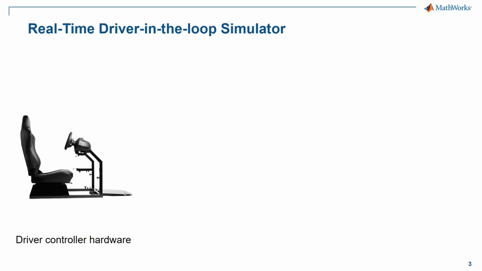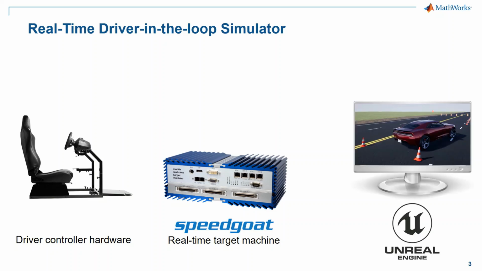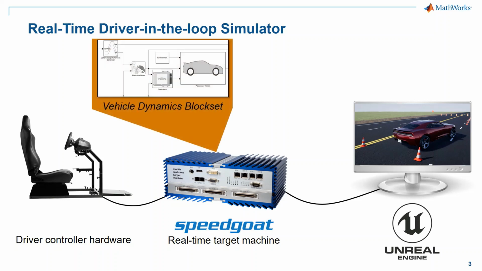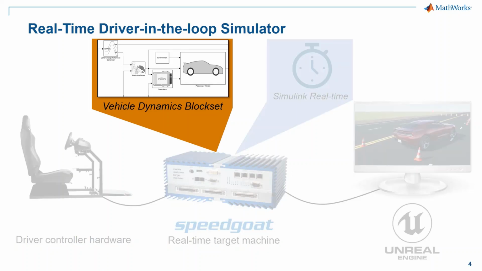So what are the pieces we used to put this together? First, we had the driver control hardware that you see here. Ours had a steering wheel as well as a brake pedal and gas pedal. Then there's the Speedgoat real-time target machine we used for the real-time aspect of this real-time simulator. And then we have the Unreal Engine that we used for the visualization that you were seeing in the beginning. We'll talk about how these pieces all come together using the Vehicle Dynamics Blockset and Simulink Real-Time. I'm going to start by explaining more of the Vehicle Dynamics Blockset, what that product is and what it's intended to do, and then I'll turn it over to Abi to talk more about Simulink Real-Time.